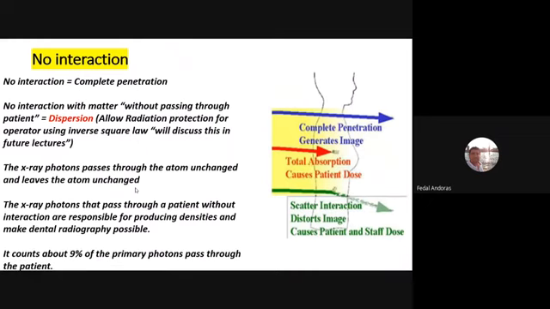This type of complete penetration, look, it counts for about 9% of primary photons that pass through the patient. We produce an X-ray, increase the beam intensity, and all of this. When it comes to hit the patient, only 9% of these will go through, hit the other side, hit the film and make a radiograph. Only 9%. And look at the other things. This is the no interaction.